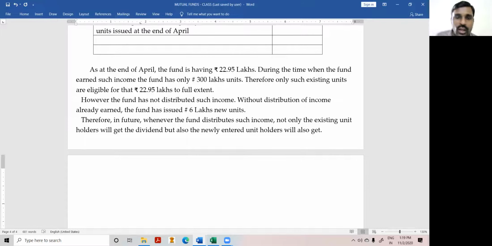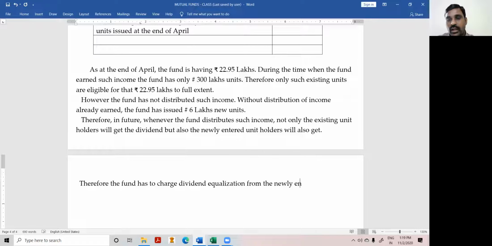So therefore, what we are doing is that we are charging some amount from the existing shareholders. Therefore, the fund has to charge dividend equalization from the newly entered unit holders. So how much is to be charged? The concept is fine, sir. We understood why we have to charge, but how much to be charged? It's very simple. Look at this point.